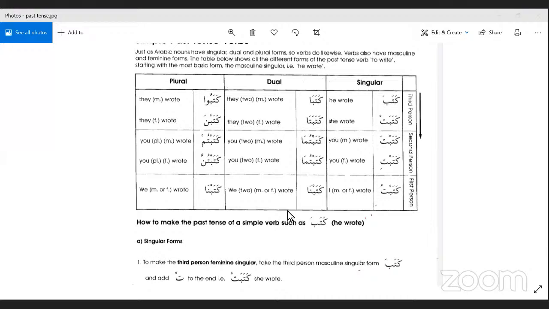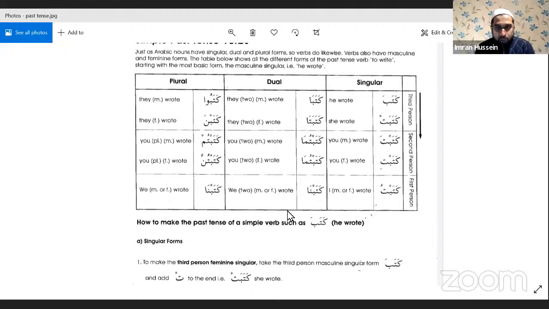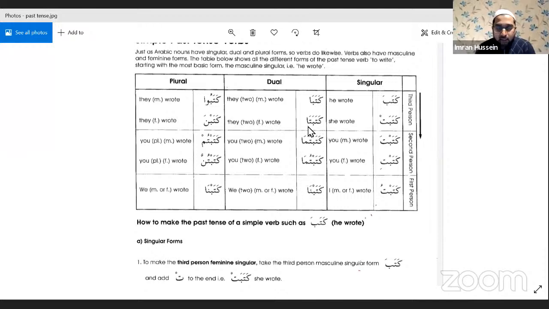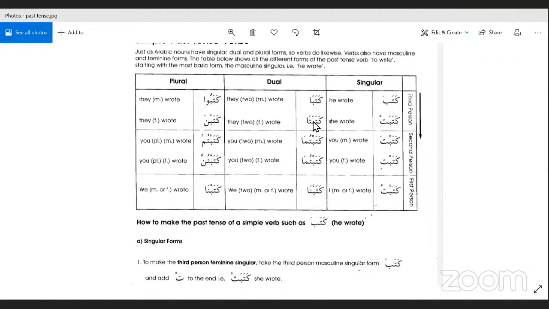Bismillahirrahmanirrahim. Kataba, he wrote. Kataba, they two male wrote. Excellent. Katabu, they more than two male wrote. Excellent. Katabat, she wrote. Excellent. Katabna, katabta, they two female wrote. It's katabata. So this one over here, all three-letter verbs, all of them are mutaharrik with fatha. Katabata, they two female wrote. Katabna, they more than two female wrote.